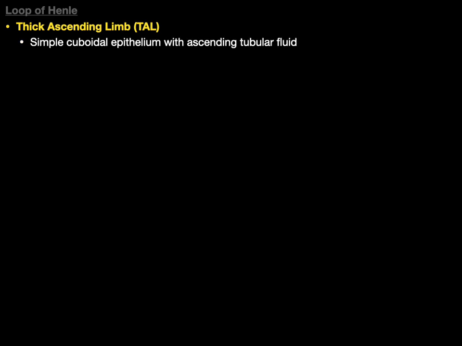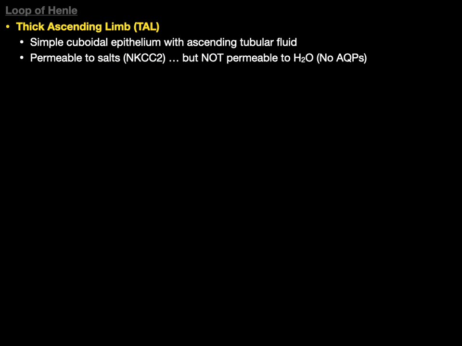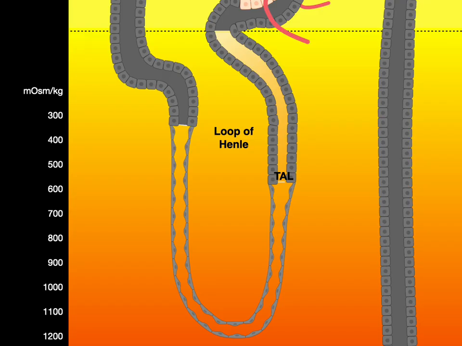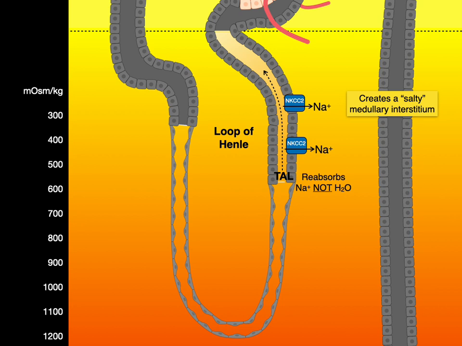And this is where some other significant things happen. This is simple cuboidal, thick, and the tubular fluid is ascending. The thick ascending limb is permeable to salts through the NKCC2 cotransporter, but not permeable to water. There are no aquaporins, and there are really tight junctions between these cells. So the thick ascending limb creates a highly concentrated, salty extracellular fluid in the renal medulla. What we see is it reabsorbs sodium through those NKCC2 transporters, but not water. So it creates a salty medullary interstitium.